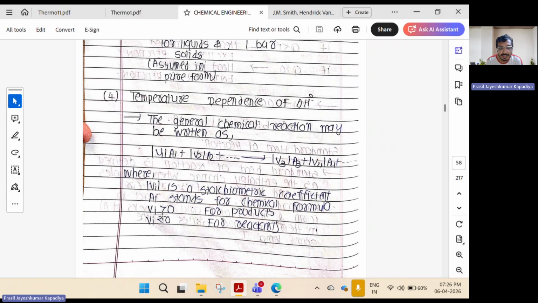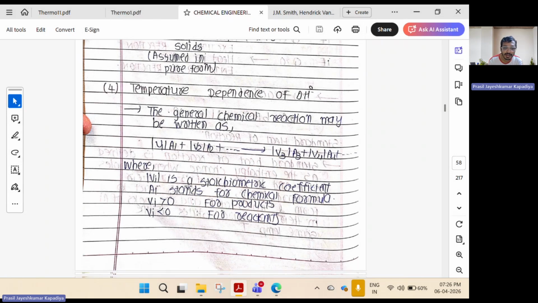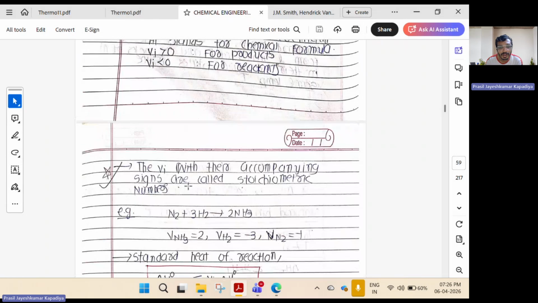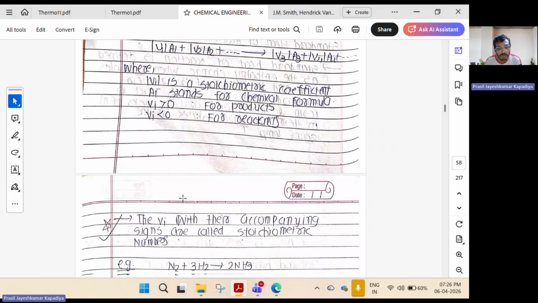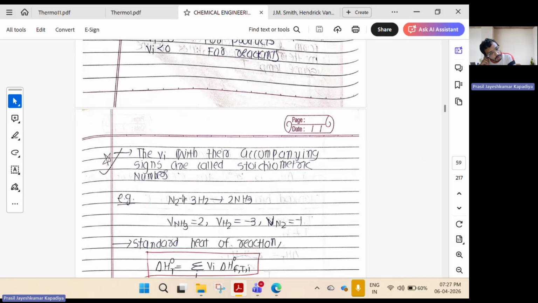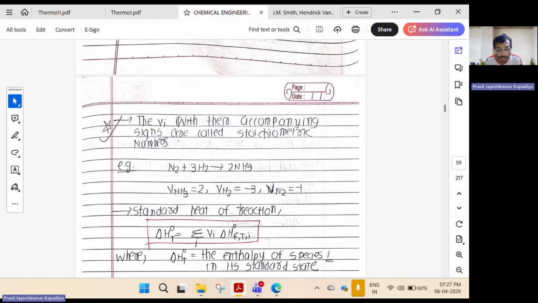If vi is greater than 0, it is a product. If vi is less than 0, it is a reactant. So the vi with their accompanying signs are called stoichiometric numbers. So what is the stoichiometric number of N2? It is minus 1. For H2 it is minus 3, and for ammonia it is 2.